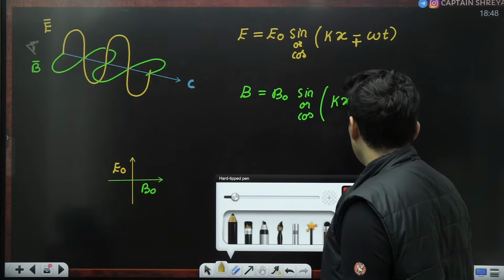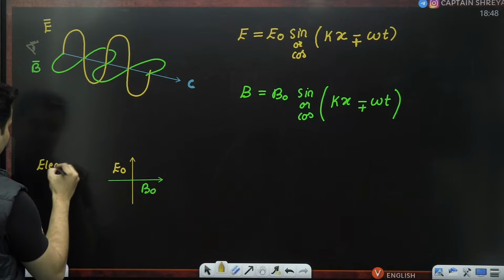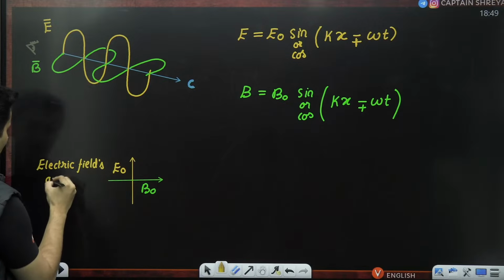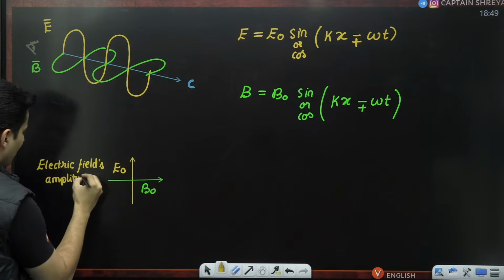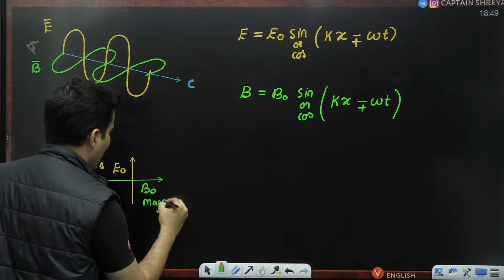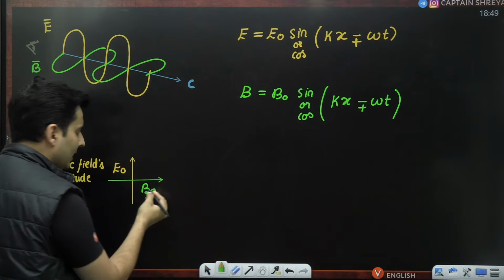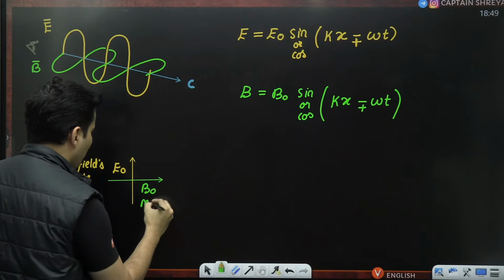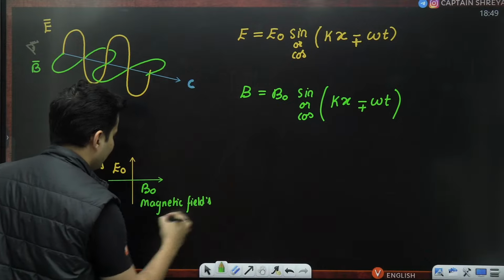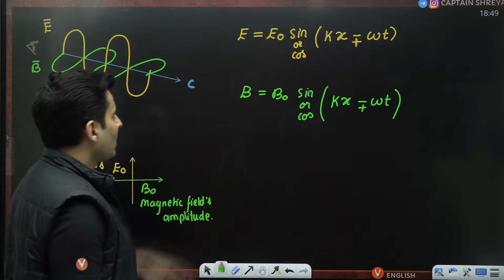What is this E0 and what is this B0? E0 is nothing but the electric field's amplitude, the maximum value of the electric field. Any wave has an amplitude, right? So same thing, B0 is nothing but the magnetic field's maximum value, or you can say the magnetic field's amplitude.